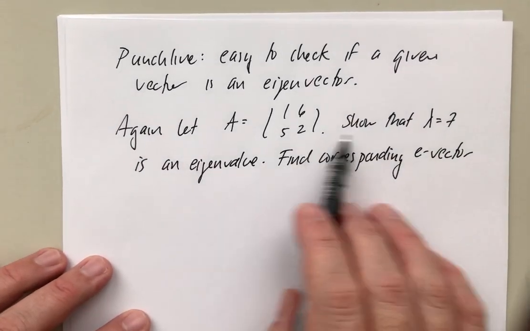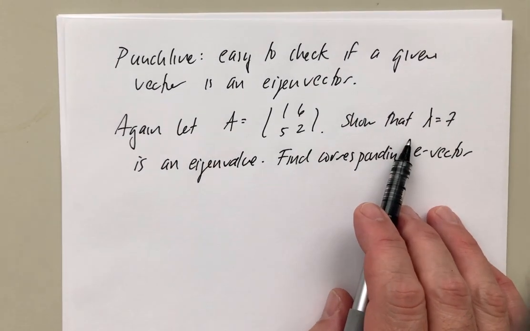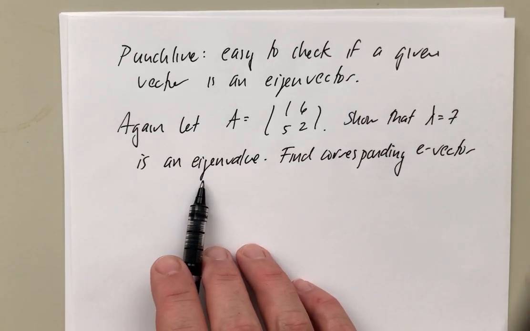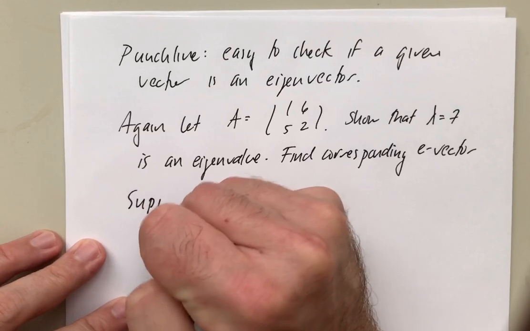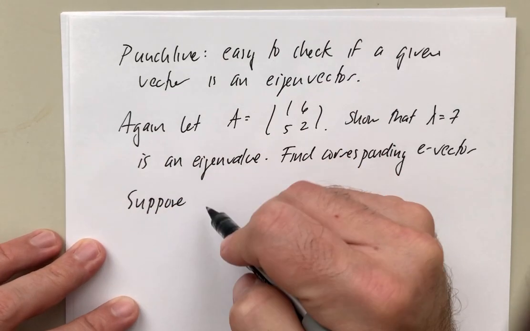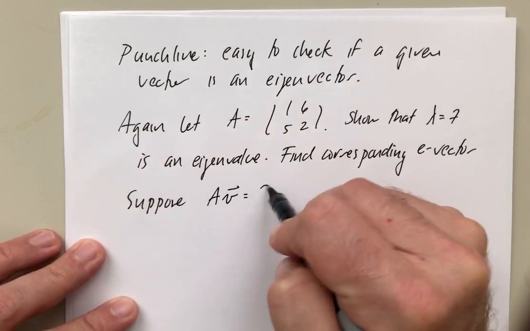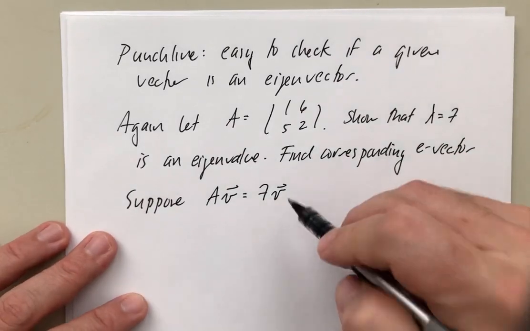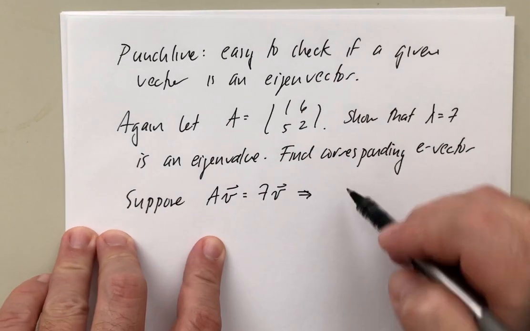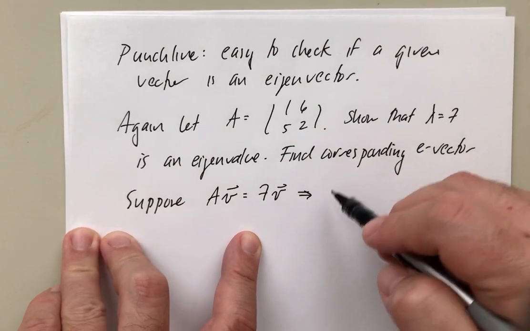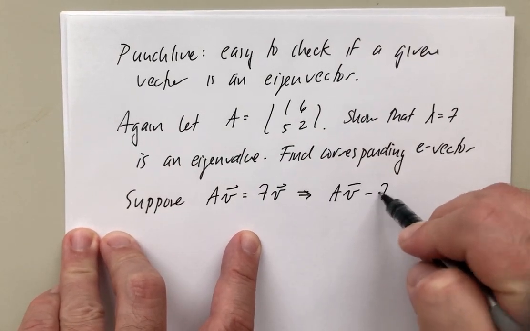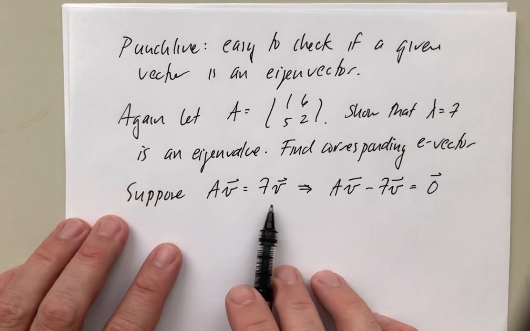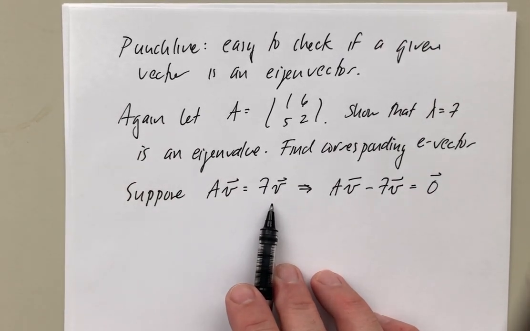I've told you here's a number, and now this person on the street gives you a number and says, show that it's an eigenvalue. So suppose it was an eigenvalue. That meant that A times V equaled 7 times V for some vector, which means that if I now subtract 7V on both sides, I get A times V minus 7 times V is the 0 vector. I've just subtracted 7V on both sides.